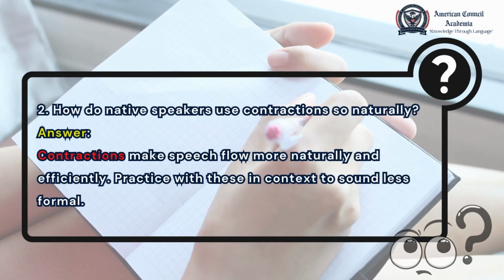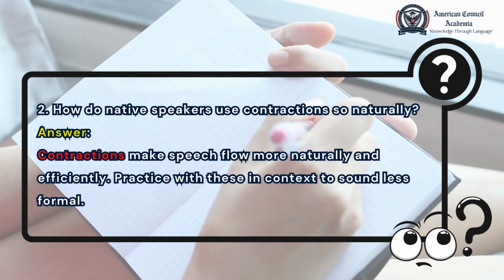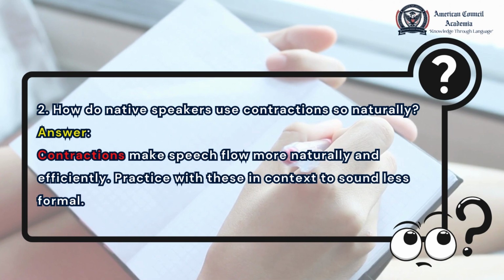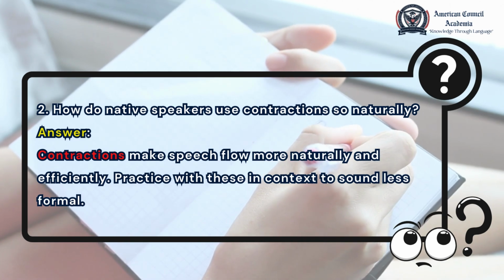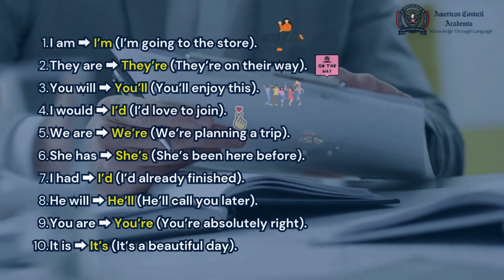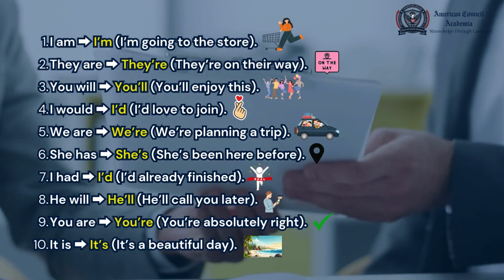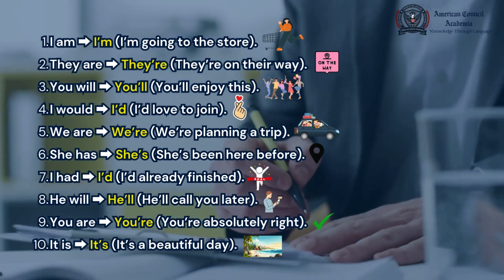How do native speakers use contractions so naturally? Answer: contractions make speech flow more naturally and efficiently. Practice with these in context to sound less formal. Examples: I'm going to the store. They are there, they're on their way.